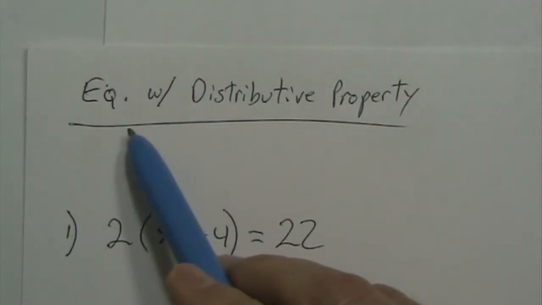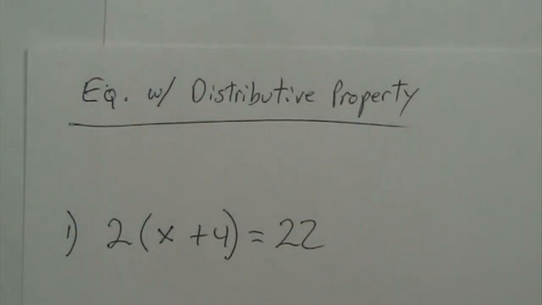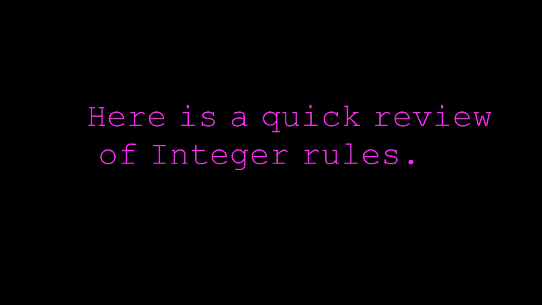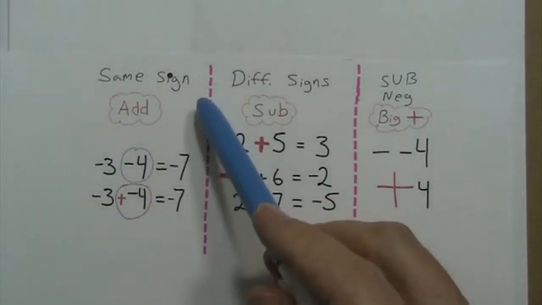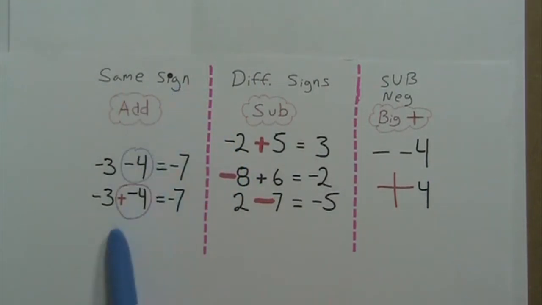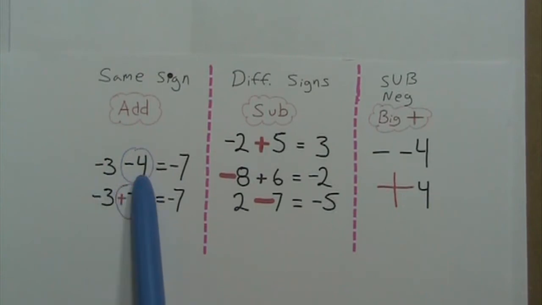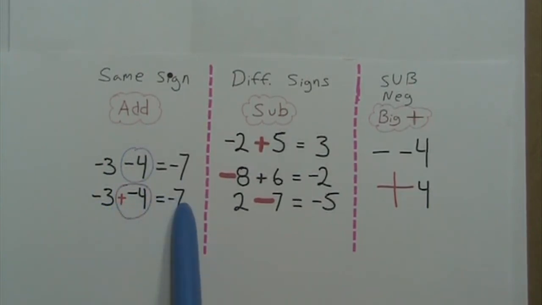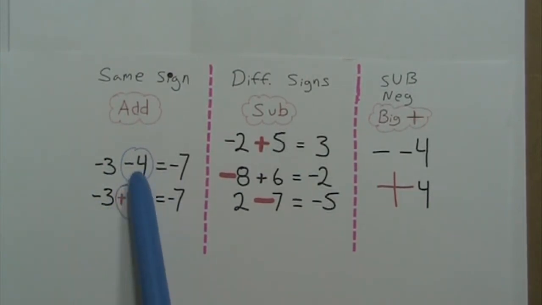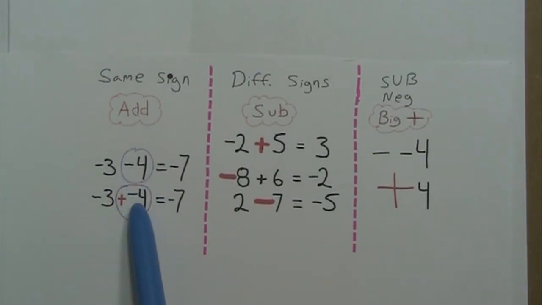Okay, we're going to solve equations with distributive property. When dealing with integers, remember that if they are the same sign, you just simply add the integers together. -3 and -4 is -7, right? And remember that subtracting 4 is the same as adding -4.